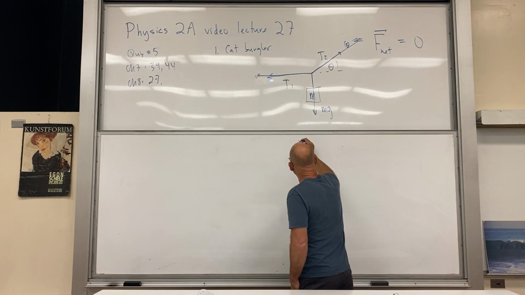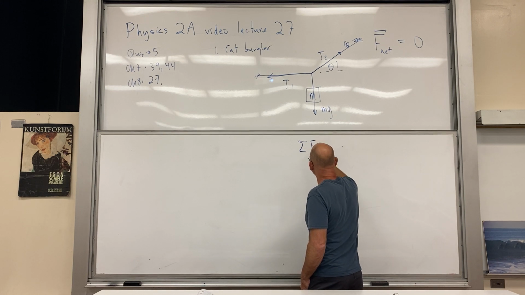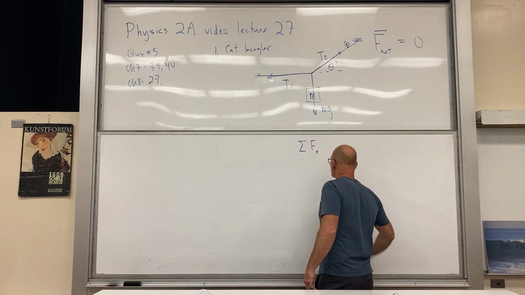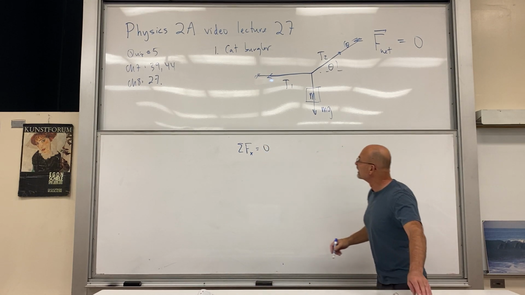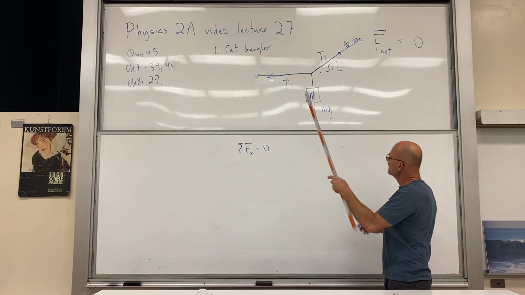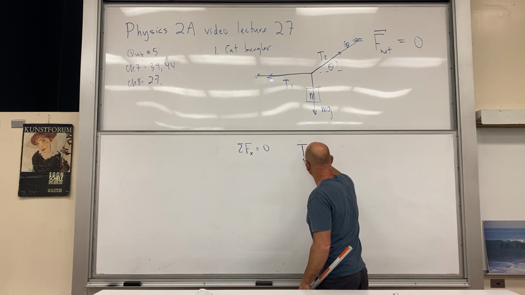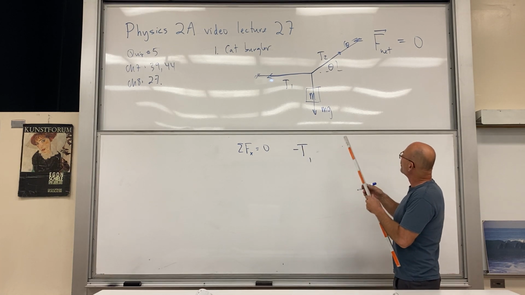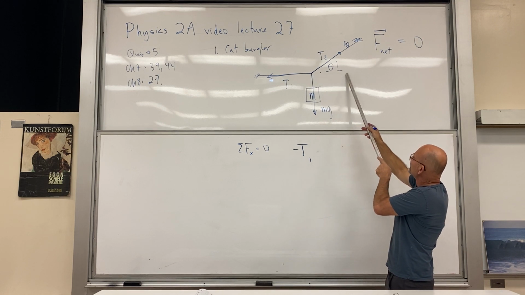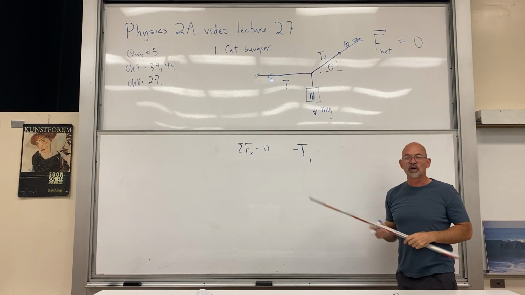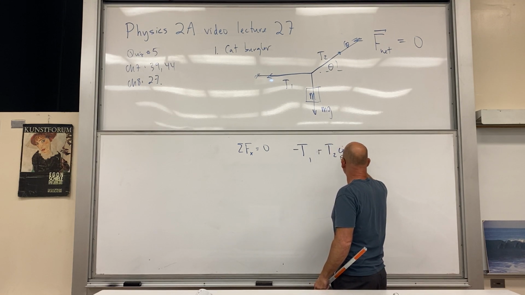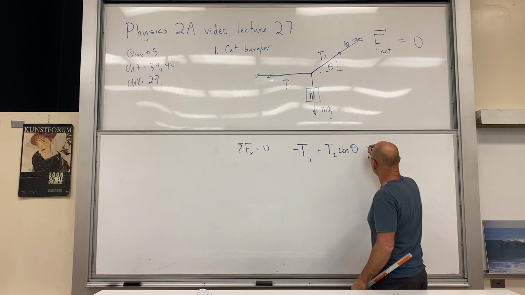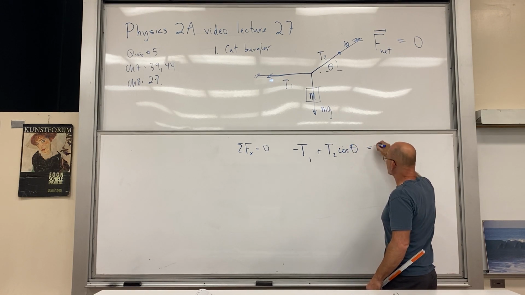So the sum of forces in x direction equals 0. So what do we have here? We have pointing to the left T sub 1, so that gets a minus sign. And pointing to the right, we would have the projection along the dotted line. That's T sub 2 times the cosine of theta. So minus T1 plus T2 cosine of theta is equal to 0.